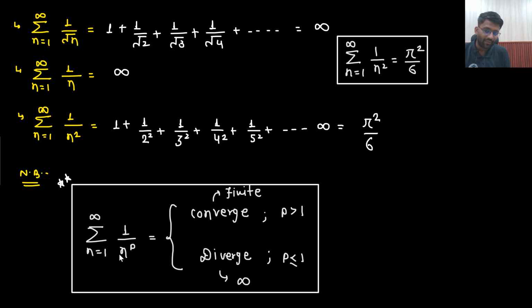Always remember it is 1 by n to the power p, not directly n to the power p. It is 1 by n to the power p. And p could be any value. P is a real number. P could be a negative value as well. Here we have seen positive values only, but p is any real number.